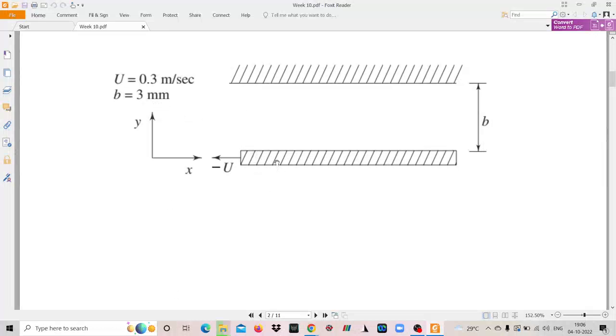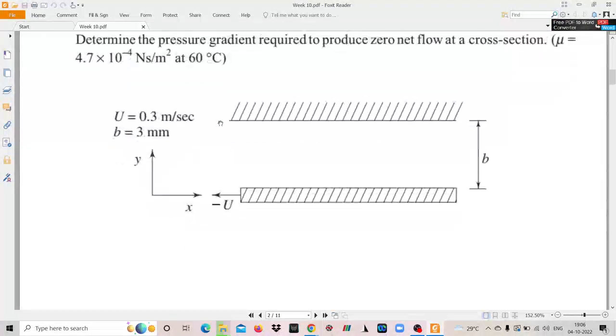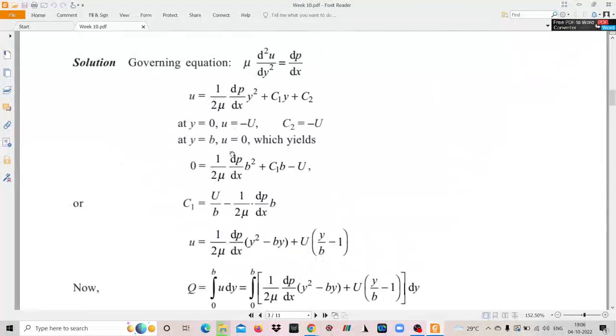Now as the bottom plate is moving towards the negative x-axis, the velocity is denoted as minus u. The magnitude of u is 0.3 meter per second. Now the appropriate form of the Navier-Stokes equation that we can use for this is mu d2u/dy square equal to dp by dx.